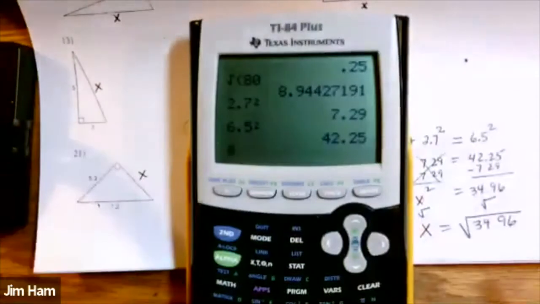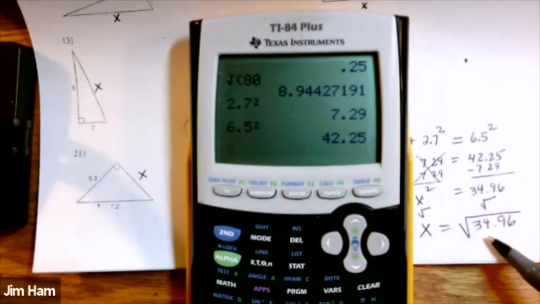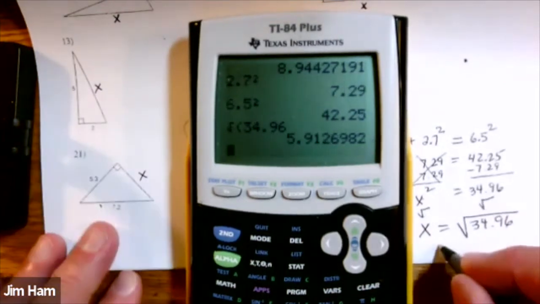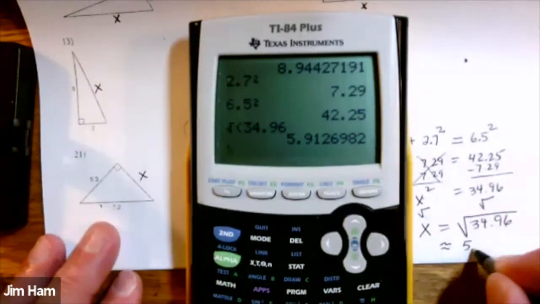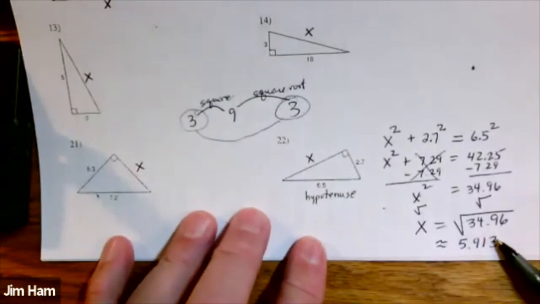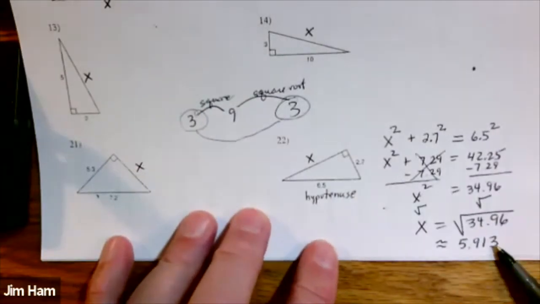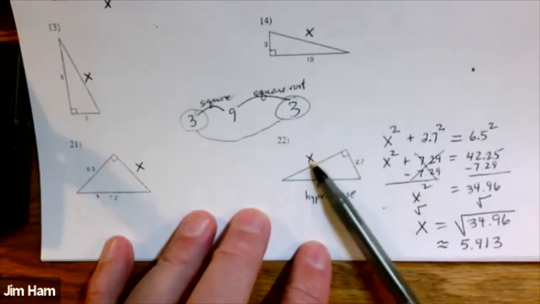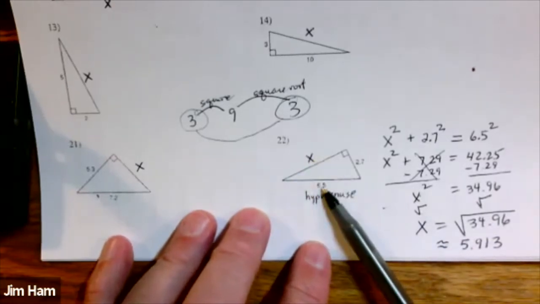Now this is going to be a little bit less than 6, because we know the square root of 36 is 6. So the square root of something a little bit less than 36 will be a little bit less than 6. 5 and some change. And we'll use the calculator to come up with the decimal approximation of 5.913. Then we're going to reflect back and notice, okay, can this side be 5.913? Well, it can, because 5.913 is smaller than 6.5.